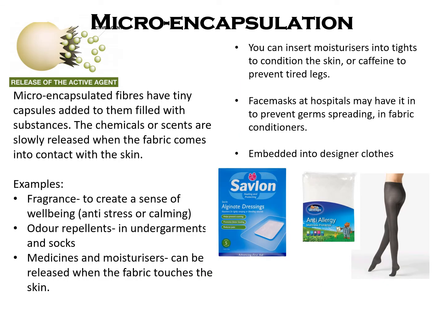This type of smart material I mentioned before, microencapsulation. Microencapsulated fibres have tiny capsules added into them that are filled with substances. The substances can be chemicals or a scent. These are slowly released when the fabric comes into contact with the skin. For example, you could have socks that are scented. When you put them on and walk, the tiny bubbles start to break and collapse and release the scent. These are types of odour repellents.